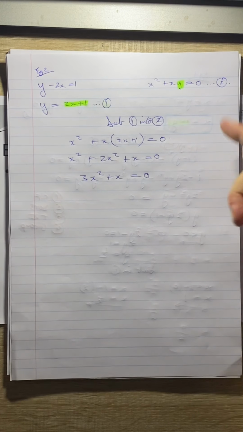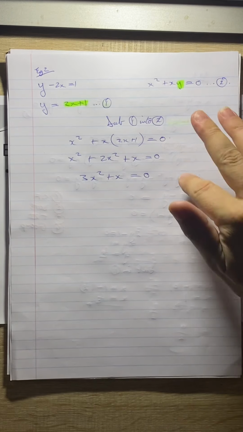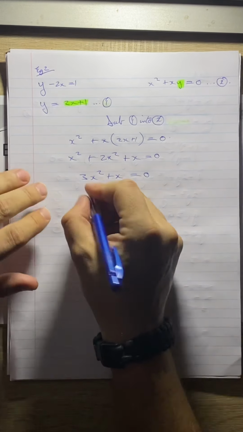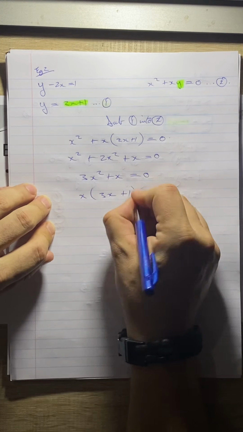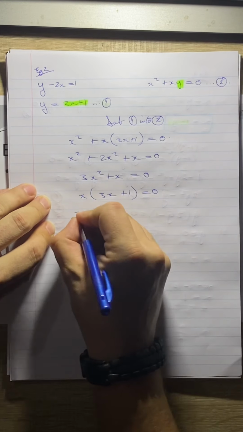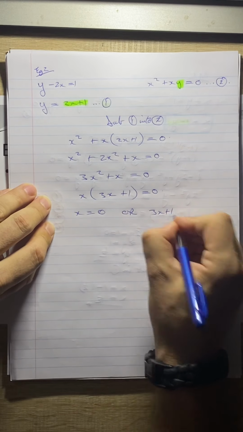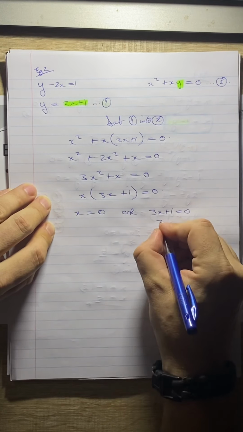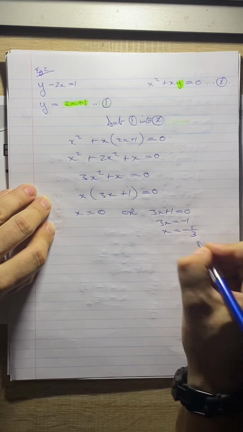So guys, just remember, we're going to use our factorization methods. So I'm just using that 1, 2, 3, or 4. Over here, we can take out a common factor of x, and we're left with 3x plus 1 equals 0. That means we get x is equal to 0, or 3x plus 1 equals 0. Solve for this one, 3x is equal to minus 1. So x is equal to minus 1 over 3.